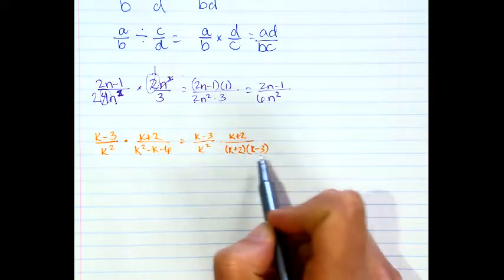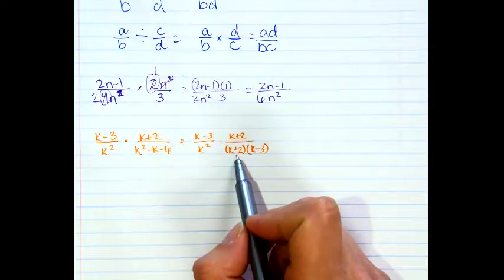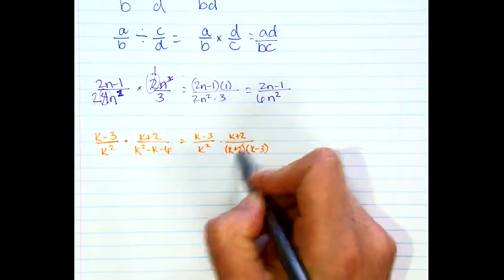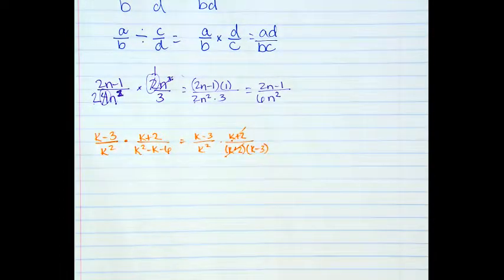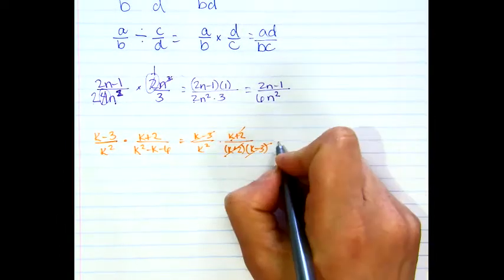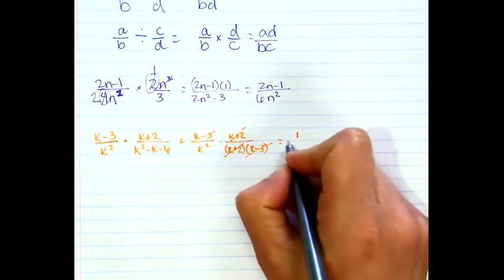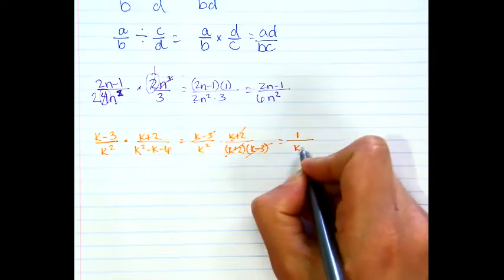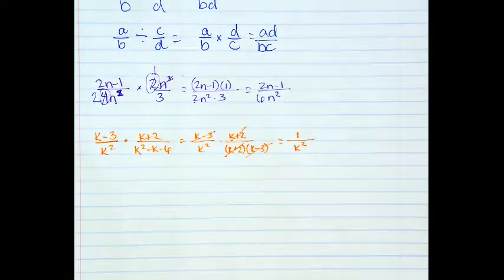So from here, oh, interesting that that worked out the way it did. I have a k plus 2 in the denominator and a k plus 2 in the numerator. I have a k minus 3 in the numerator and a k minus 3 in the denominator. So I'm left with just a 1 in my numerator and a k squared in the denominator.